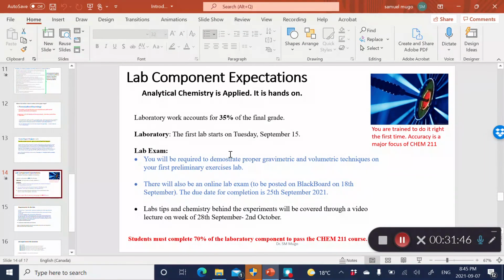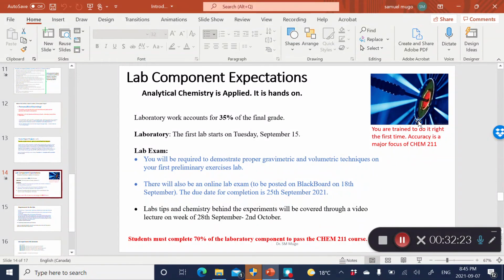All of them are based on making sure that you develop a skill to do chemical measurements with precision, but also with accuracy. So you're going to be graded based on how accurate your data or your chemical measurements are, because that ties into how well you are growing as a skilled analytical chemist practitioner. So the labs are going to be largely graded on accuracy.